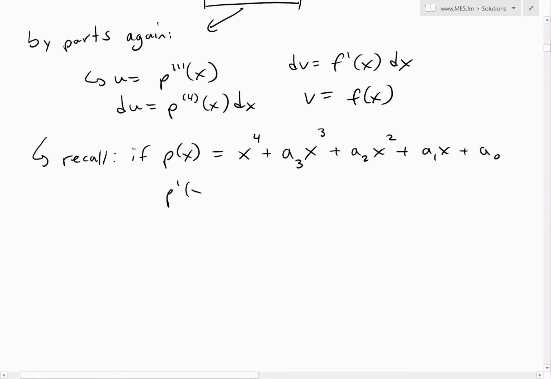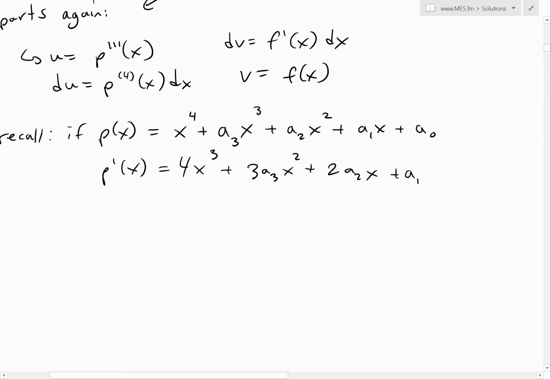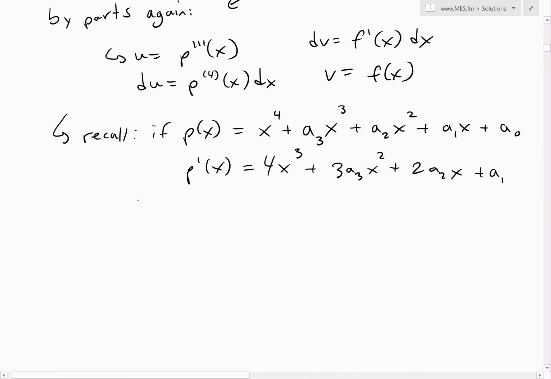The first derivative, p prime of x, is equal to, let's solve this derivative, 4x^3 plus 3a3 x squared plus 2a2 x, and then this part right here is plus a1. This goes to 0. And see, now you get the idea.